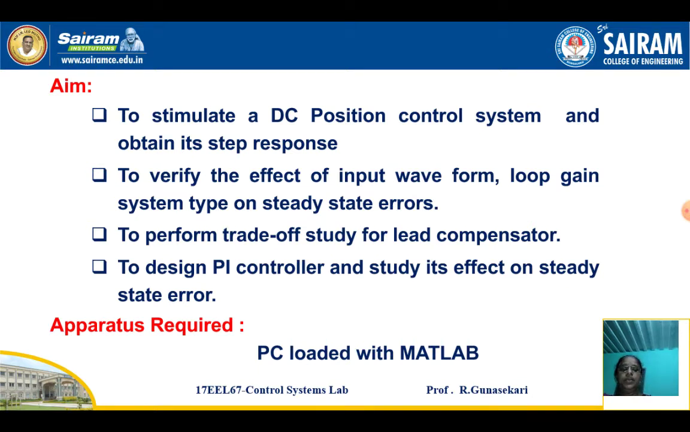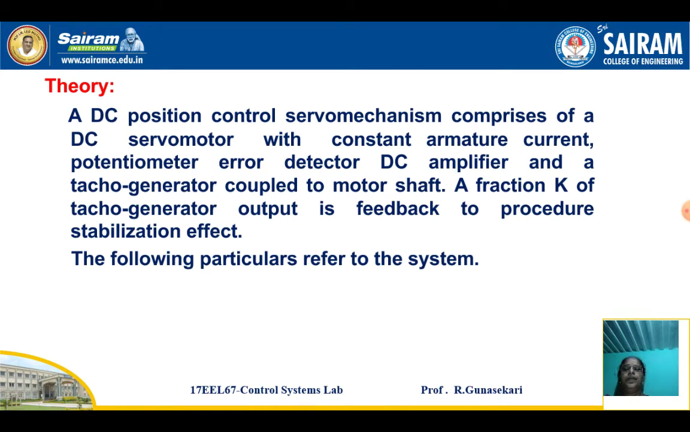Apparatus required: PC loaded with MATLAB. A DC position control servo mechanism comprises a DC servo motor with constant armature current, a potentiometer error detector, a DC amplifier, and a tacho generator coupled to the motor shaft. A fraction K of the tacho generator output is fed back to produce a stabilization effect.